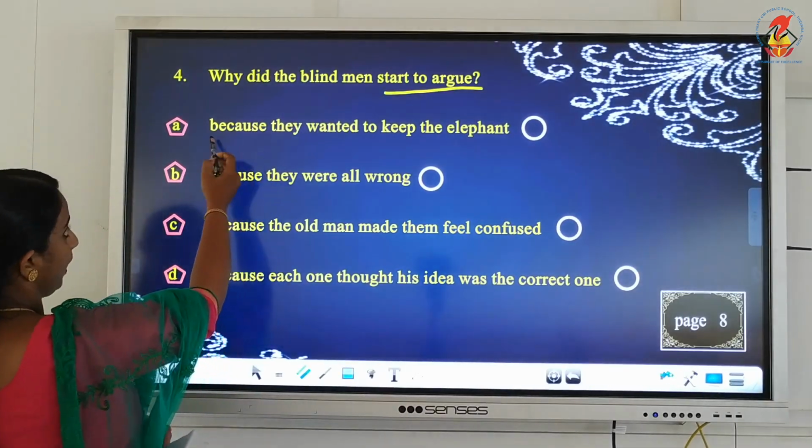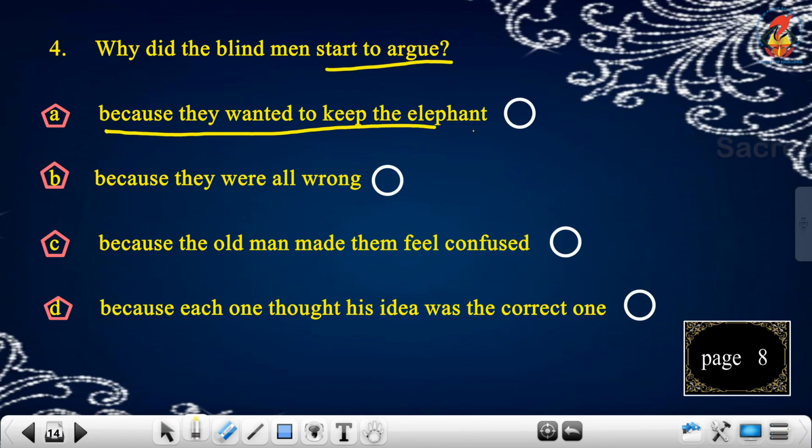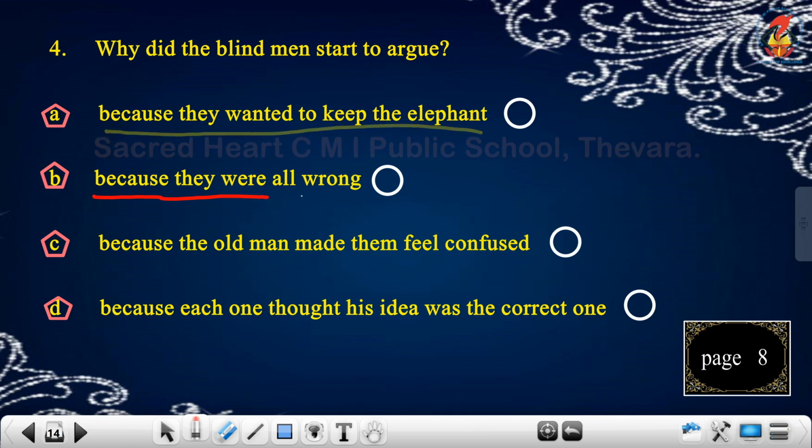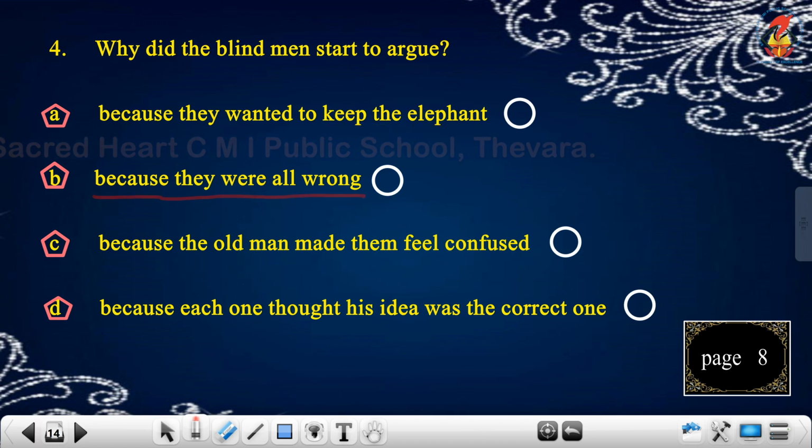Option A, because they wanted to keep the elephant. Did they ever want to keep the elephant of their own? No, they did not want to keep the elephant. Let's see option B, because option A is wrong. Because they were all wrong. Is that the answer? No.